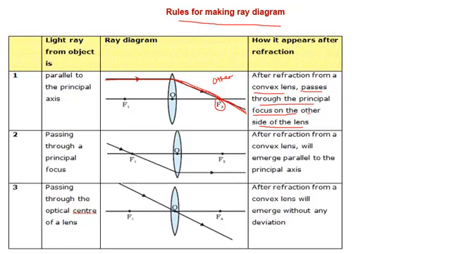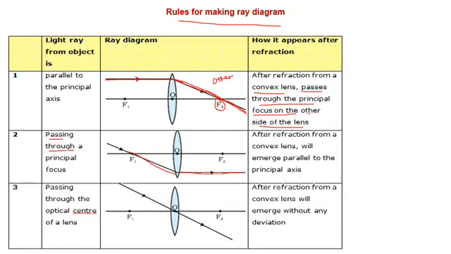Now the second case says that a light ray from the object is passing through the focus. This is just the reverse of the first case. When the light ray from the object passes through the focus, after refraction from the lens, it emerges parallel to the principal axis, right?